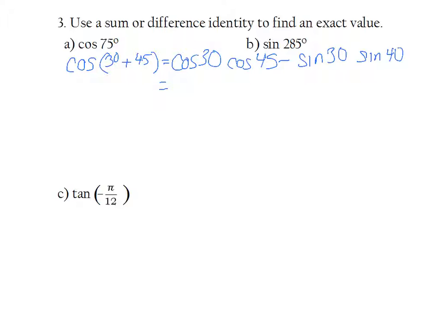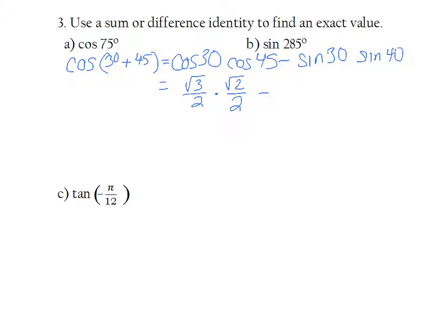These are all unit circle things. The cosine of 30 is root 3 over 2. I was making you think. What's the cosine of 45? Root 2 over 2. Minus, now let's do the sine values there.